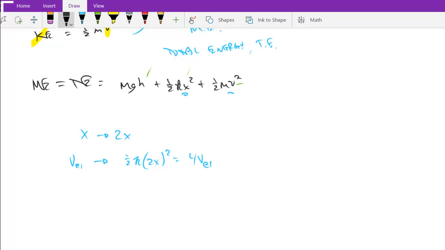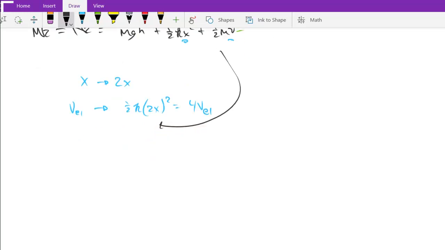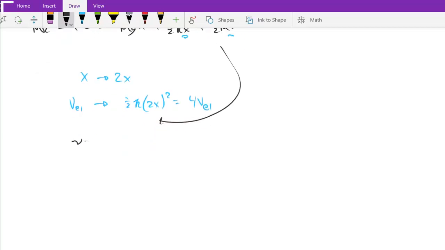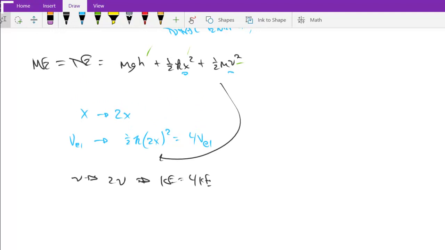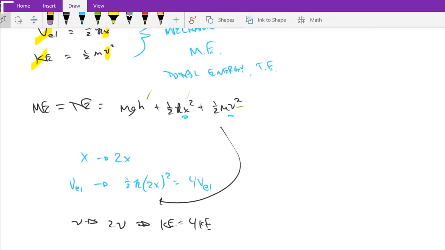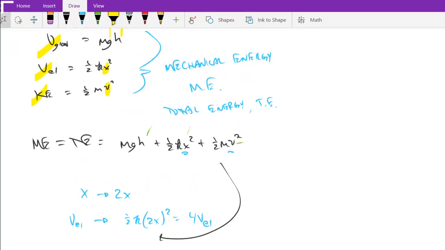Same thing is true with the kinetic down here. If I go from just a speed to twice the speed, then I go from just a kinetic energy to 4 times that kinetic energy, because this is squared. So something to pay attention to with our proportional reasoning there. But anyways, these are all of our forms of mechanical energy that we'll deal with in this course.